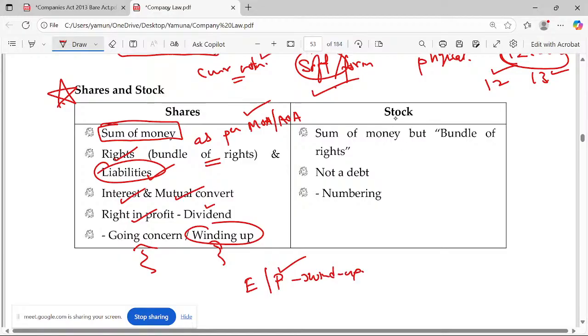Okay. And when you go for stock, it's also a sum of money, but you cannot exactly say it's a bundle of rights. Probably you can say no bundle of rights. Because when we use the term shares, please highlight this word: bundle. Stock is not a bundle of rights, it's a sum of money. It's not a debt, and we do the numbering also, as usual.